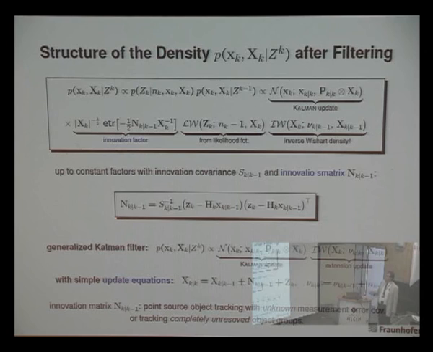If we rewrite this product of three factors, we end up with the following representation. We end up with the filtering update, which gives us the extended object's track as a Gaussian multiplied with an inverse Wishart. The Gaussian is characterized by parameters, which are obtained by the Kalman update formula, and we have here the inverse Wishart with parameters. And for these parameters, we have also simple update equations.